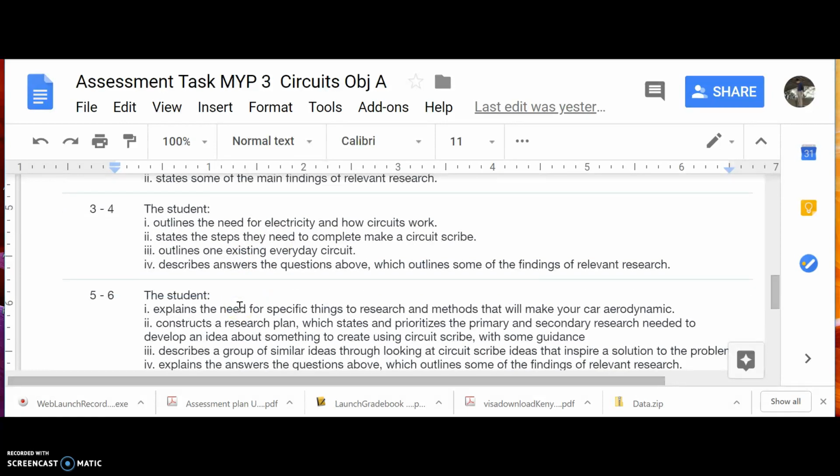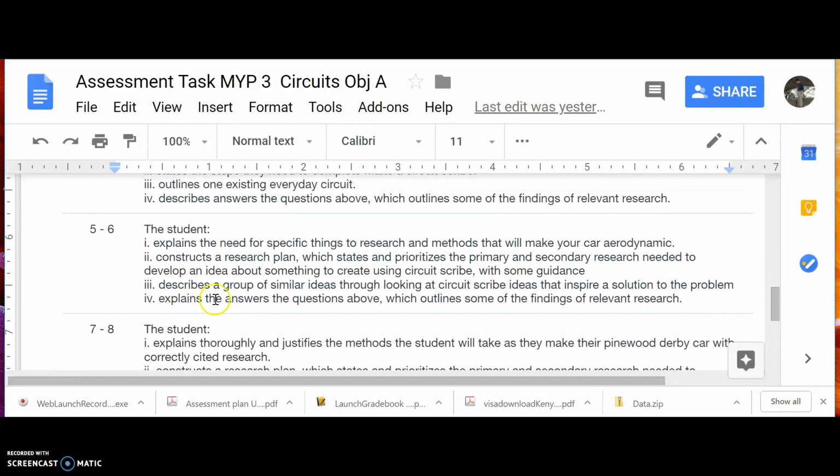So describing answers to the questions above, which outlines some of the findings of relevant research. So it means that you're describing all the answers to all those questions. Describing would be something like a dictionary definition, which as we go down here, we start to go into explains. Explains is more of an encyclopedia definition. You go into more detail.